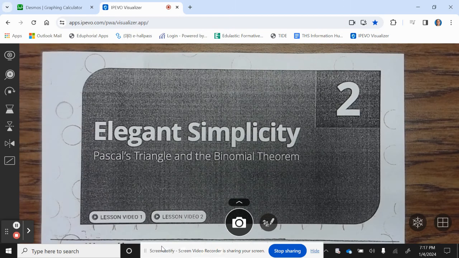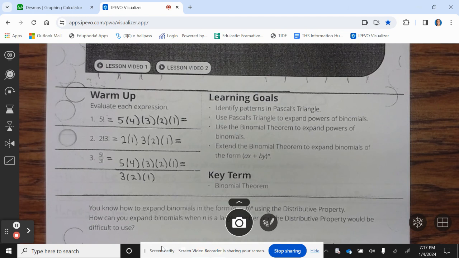Okay, Walkers. Today we're going to get to elegant simplicity. Pascal's triangle and a binomial theorem. Warm up. Evaluate each expression.